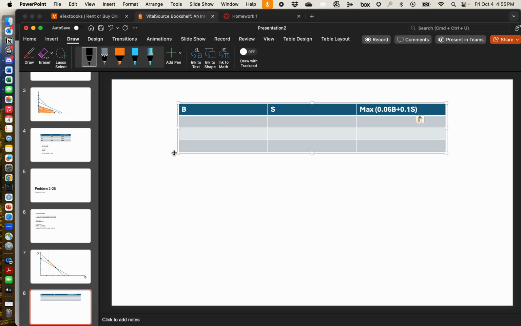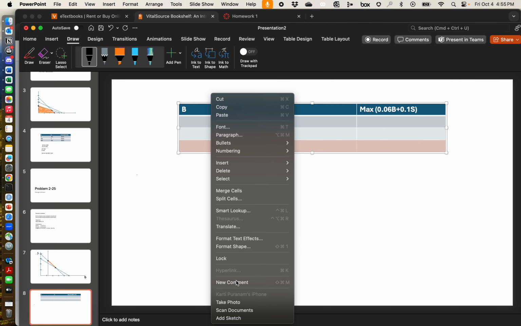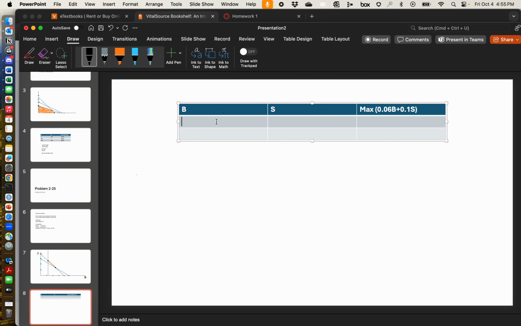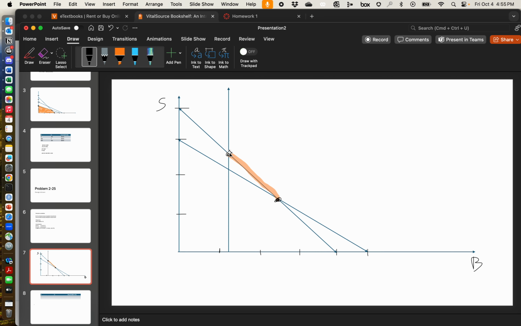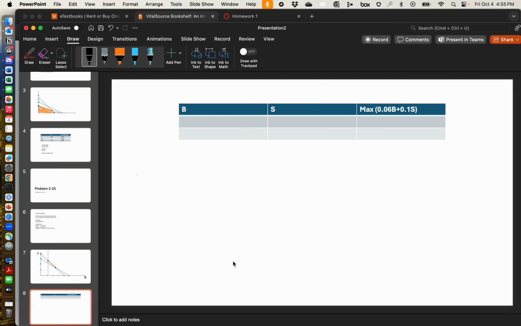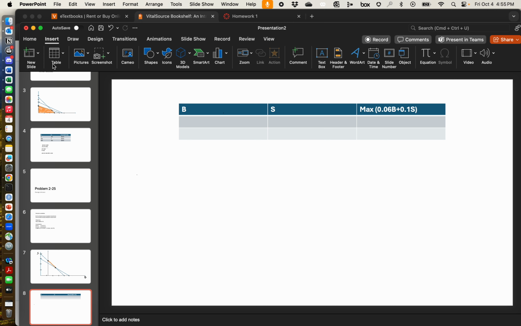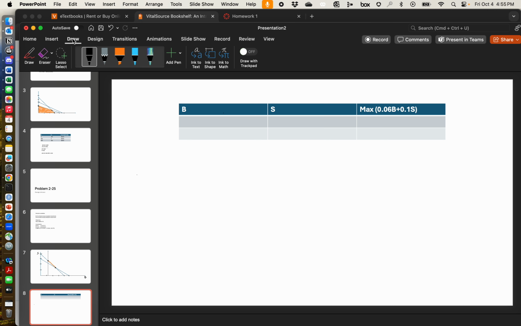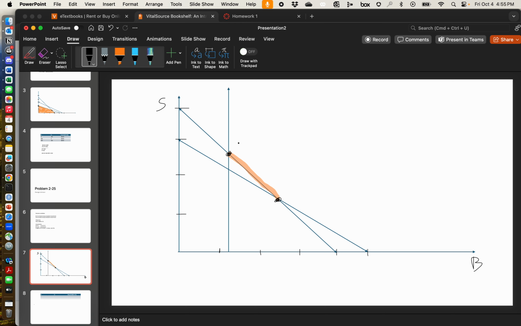So what are the two endpoints that I have? The first endpoint is right here, the point of intersection of this vertical line and this line here. So let's solve for that. I'm going to go back to draw here. I'm going to call this point X, and I'm going to call this point Y, right?